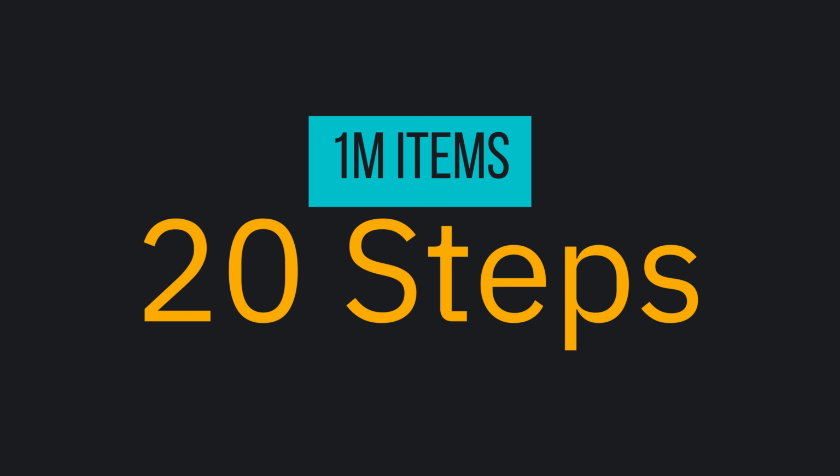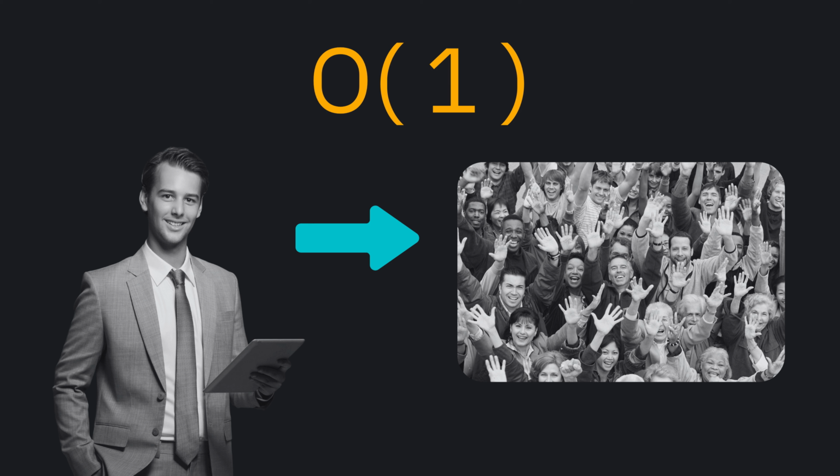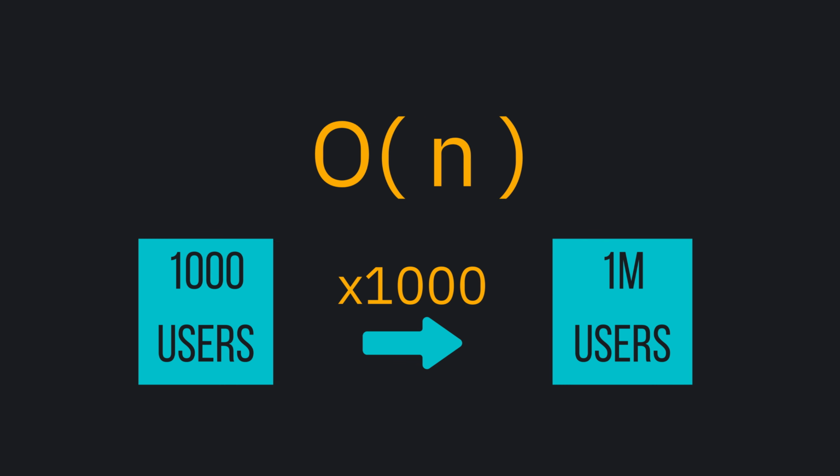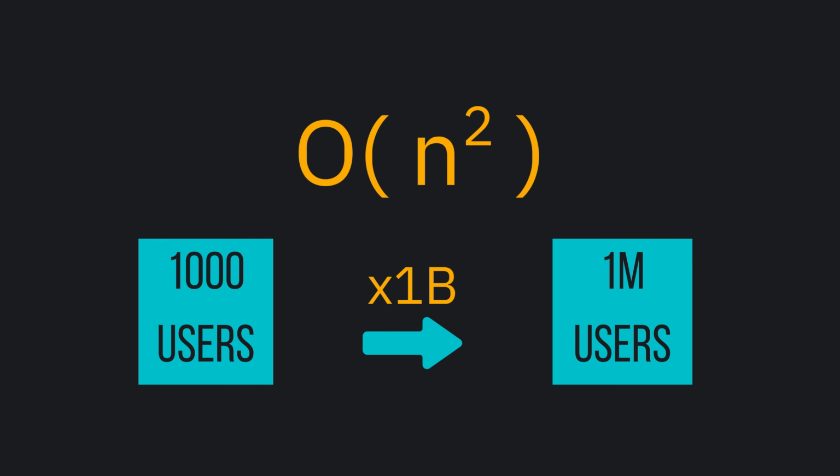Here's why this matters in the real world. Let's say you are building an app that processes user data. With big O of 1 operations, you can handle 1 million users just as easily as 1,000. With big O of n operations, 1 million users takes 1,000 times longer than 1,000 users. Challenging, but manageable. But with big O of n squared, 1 million users takes 1 billion times longer than 1,000 users. Your app doesn't just slow down, it becomes completely unusable.